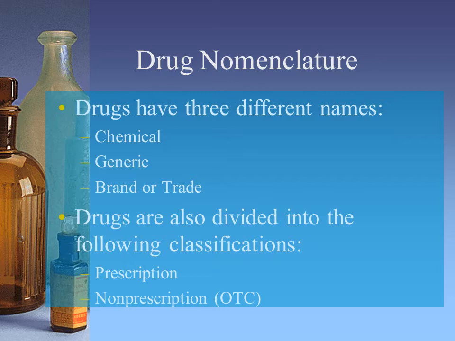Drugs can also be classified as prescription or over-the-counter. OTC is the common abbreviation for non-prescription or over-the-counter medications. Prescription drugs require a script from the doctor, whereas over-the-counter medications can be purchased without a physician's approval. These are the things you usually walk into your local drugstore and pick up off the shelf.